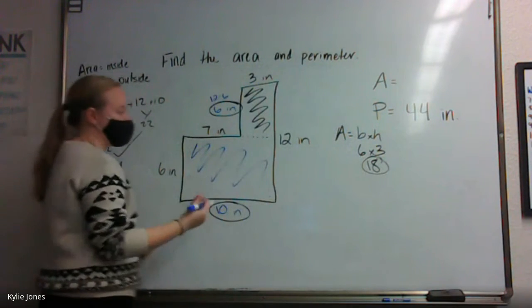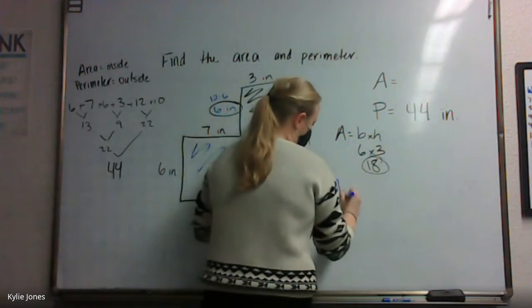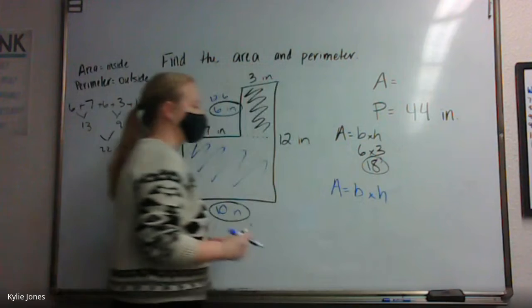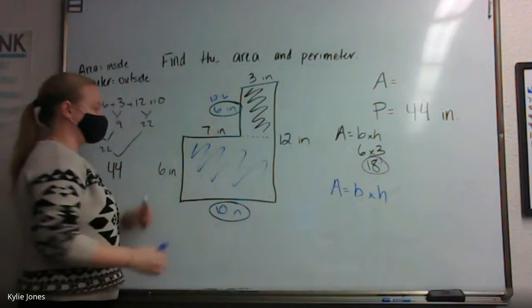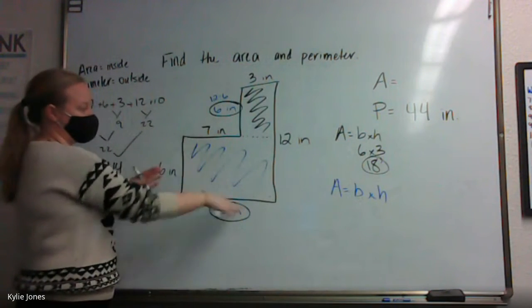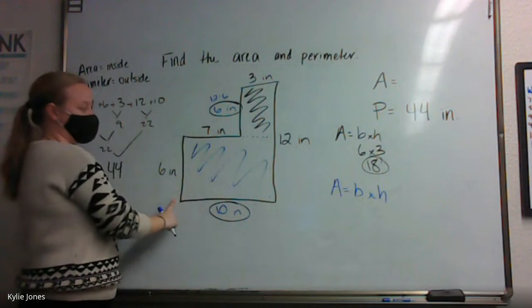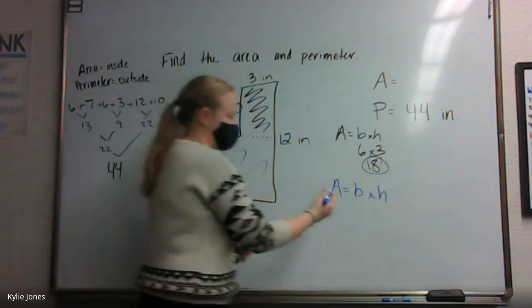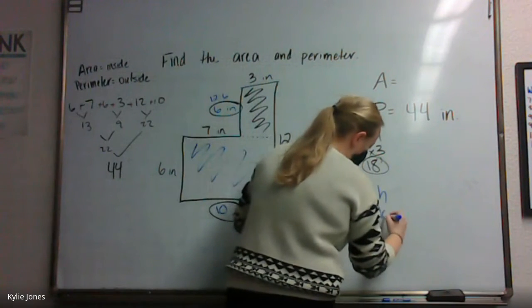Now we got to do the area of the blue one. Well, it's base times height again. I did my math wrong on that. So we have base times height. What's the base and the height of this shape? 6, not 8. Yeah, 6 down, 10 across. 6 times 10. What is 6 times 10?